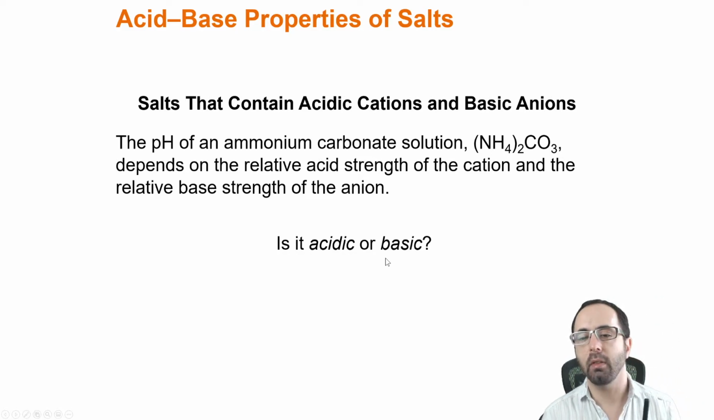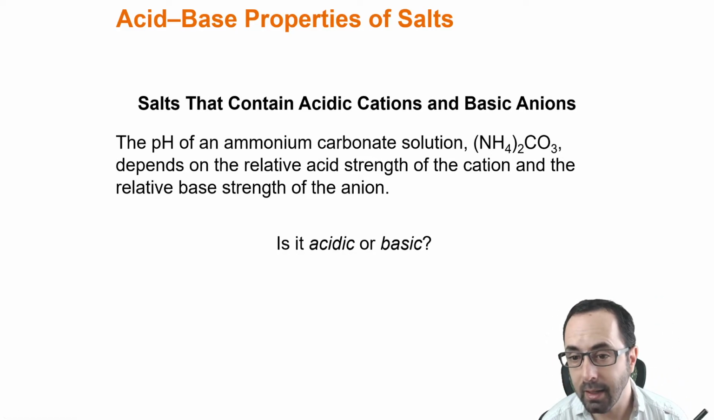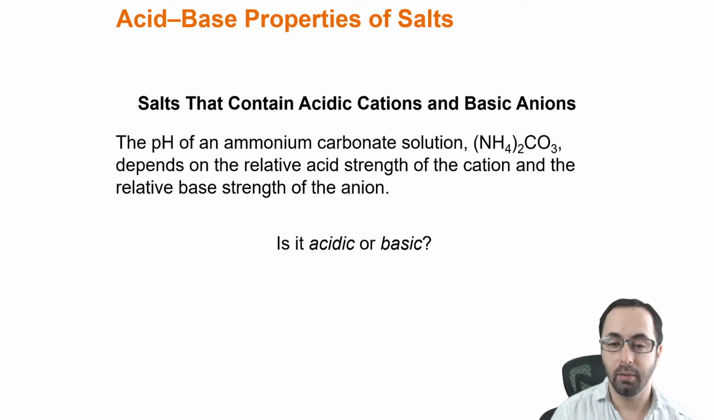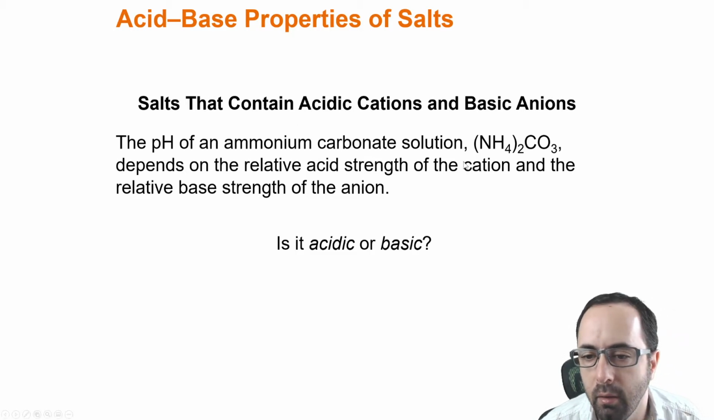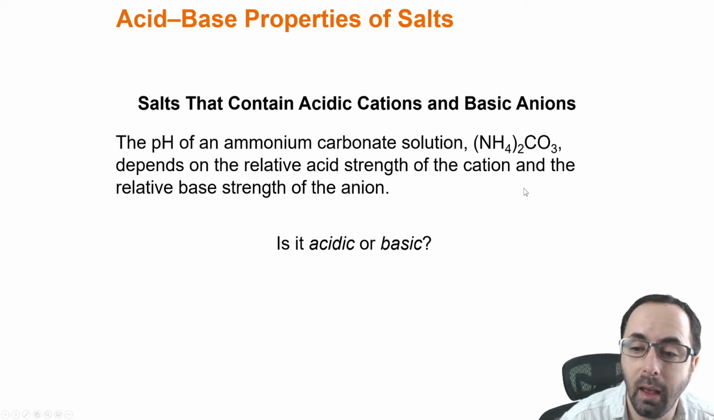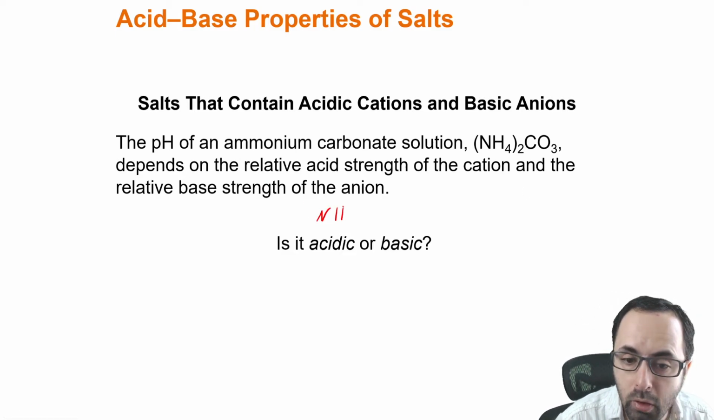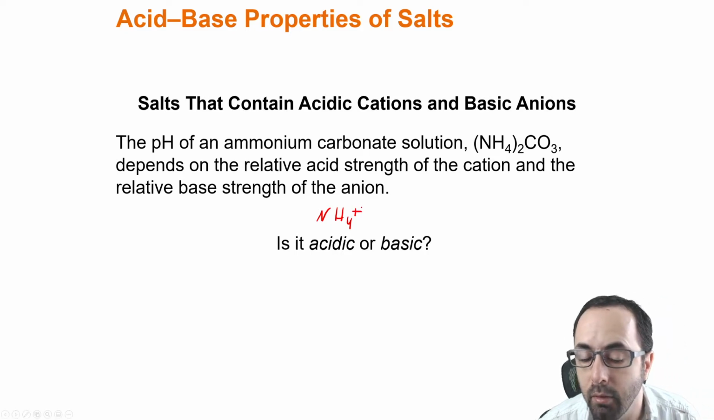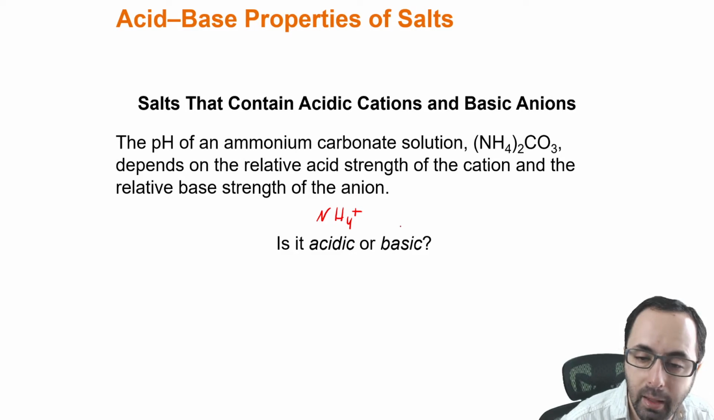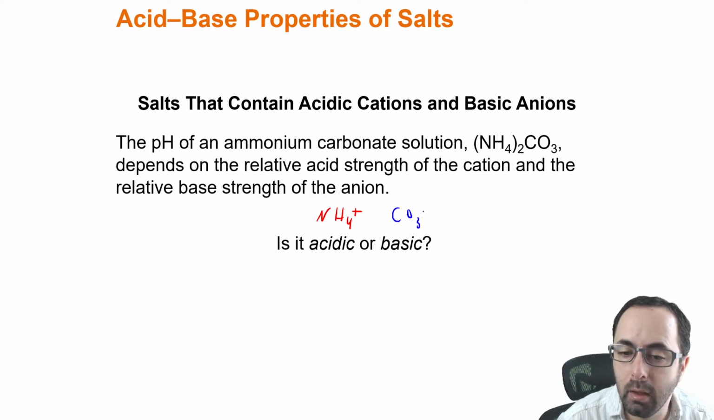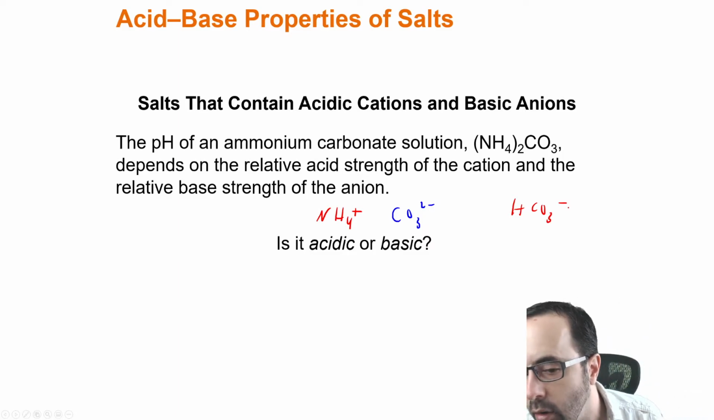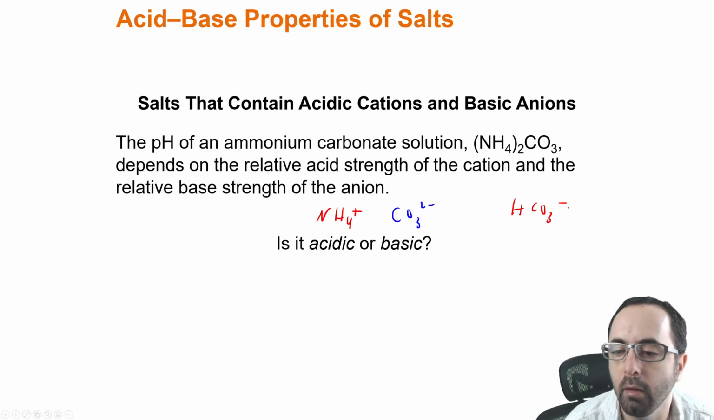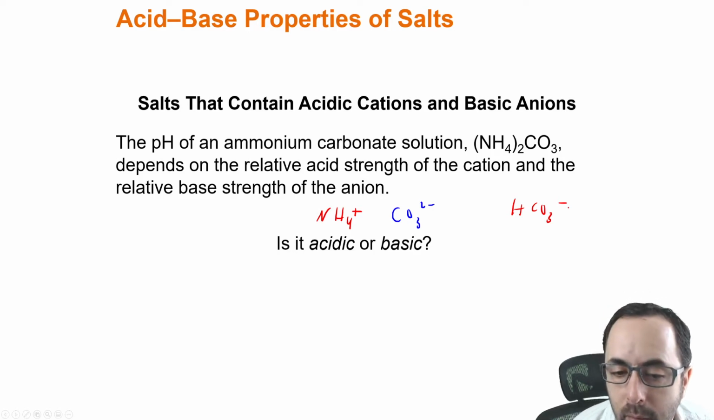Finally, what if you have a salt that has both acidic cations and basic anions? Then how do you decide if it's going to make an acidic or basic solution? Well, if we have one like ammonium carbonate here, this has an ammonium ion. The ammonium ion is acidic because it's the conjugate acid of the weak base ammonia. And the carbonate ion is basic because its conjugate acid here is HCO3 minus, which definitely is not a strong acid. So it's the conjugate base of an extremely weak acid. So carbonate is very basic.